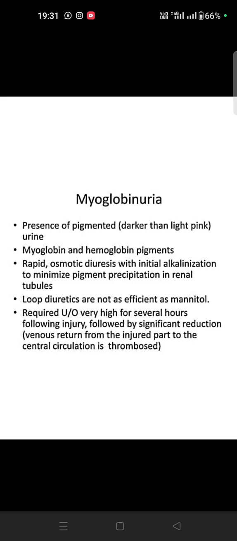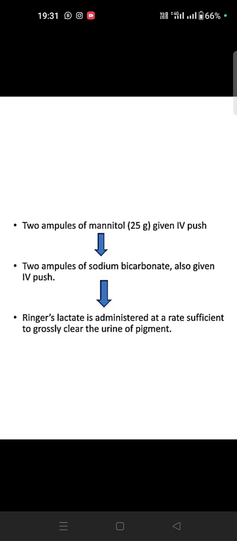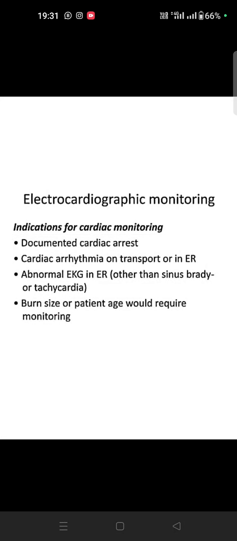Loop diuretics are not as effective as mannitol. Maintain the intake-output chart to monitor any reduction in urine output. Two ampules of mannitol, 25 grams, can be given as an IV bolus. Sodium bicarbonate can also be given. Ringer lactate administration is continued until the urine pigment clears. Then electrocardiographic monitoring: document any cardiac arrest, and watch for cardiac arrhythmia during transport to the ER.